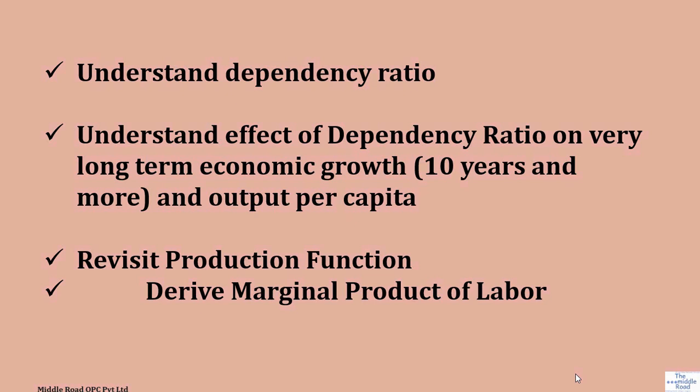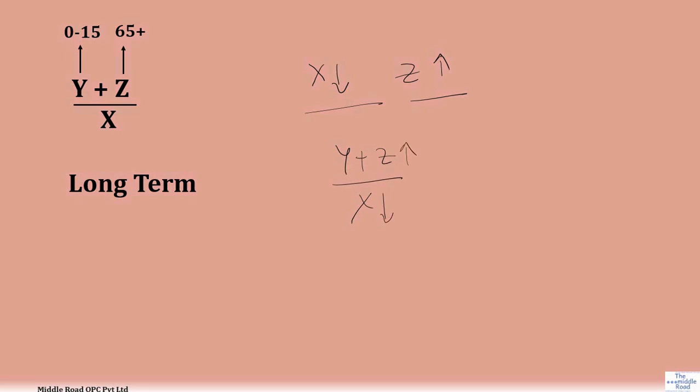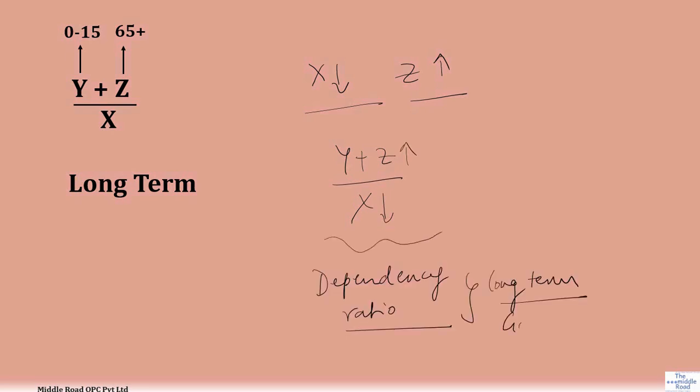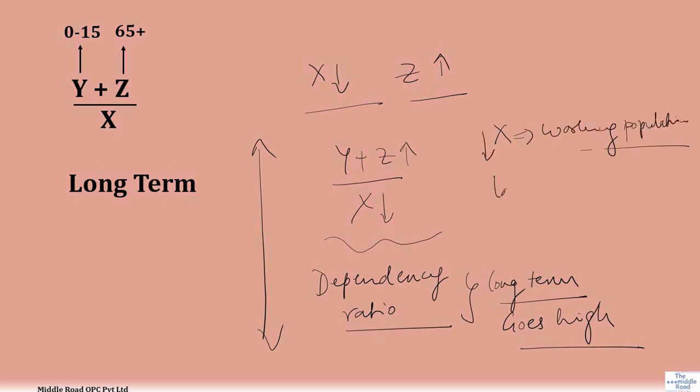In this particular module, I'll be revisiting the production function. We'll derive marginal product of labor. Based on the base going down and Z going up, you will see the dependency ratio in the long term goes high. Reduction in working population, which is X. When you take X, the working population reduces, the labor participation rate reduces. Fewer workers, fewer employees in the workforce.